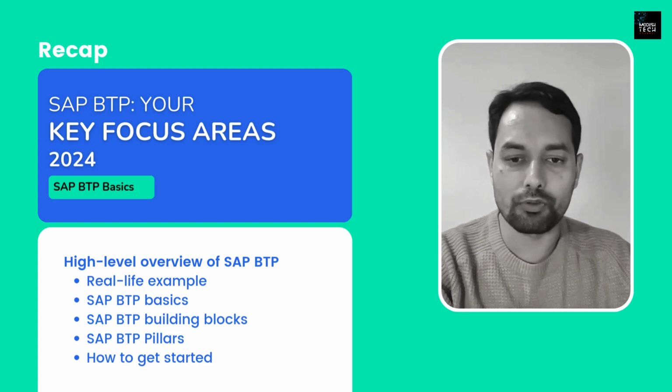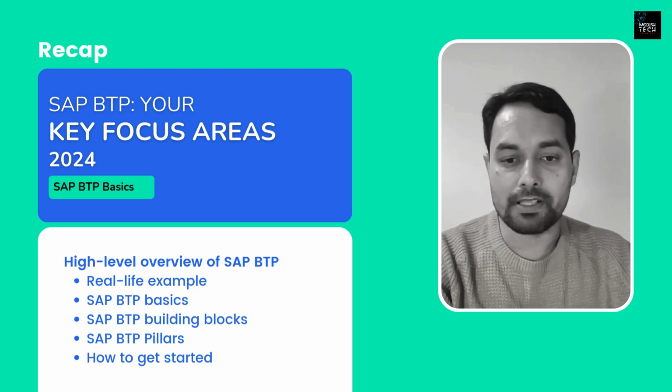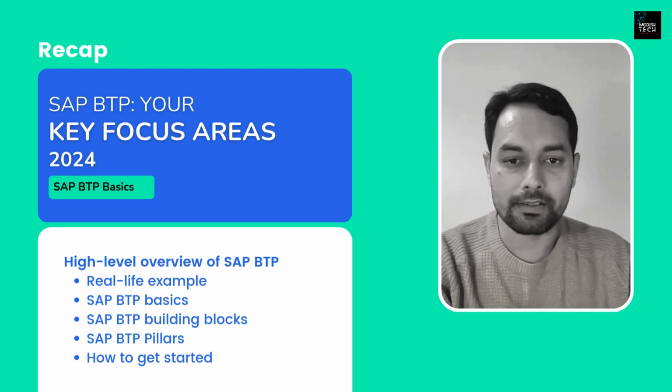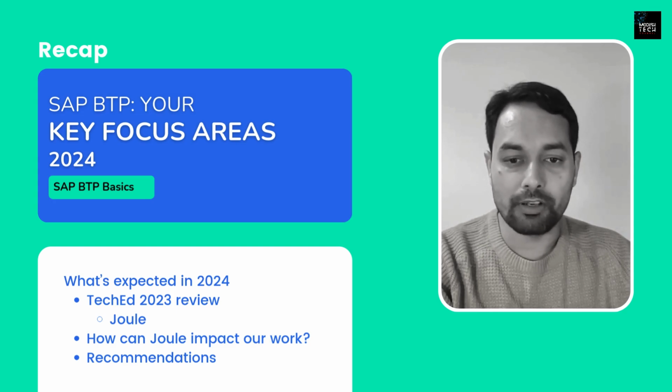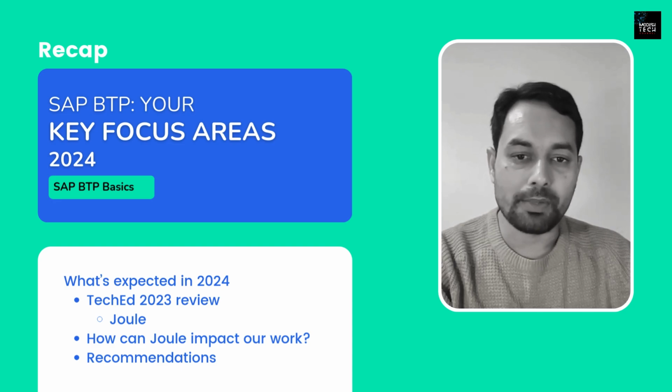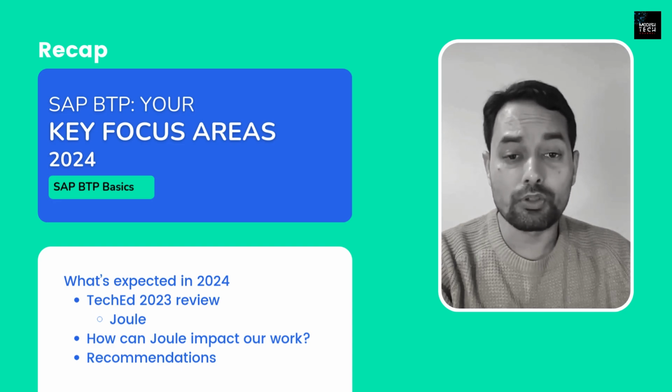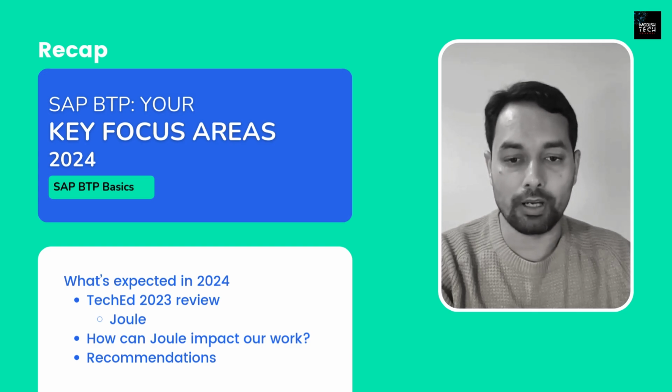Then we moved to SAP BTP Basics. We saw the building blocks, different pillars of SAP BTP, and how you can get started. And lastly, we saw the TechKit 2023 announcements. We reviewed it, and we saw the platform-specific change with the introduction of Joule, and how it will impact the work we do on a day-to-day basis today. And lastly, we wrapped it up with our recommendations. If you have not watched the episode, the link is displayed on the screen.